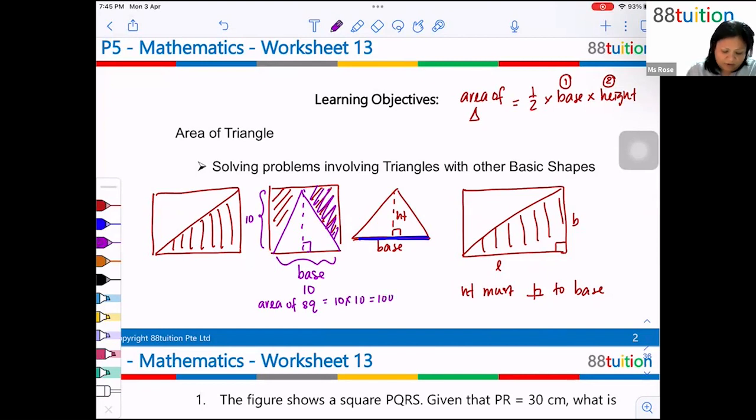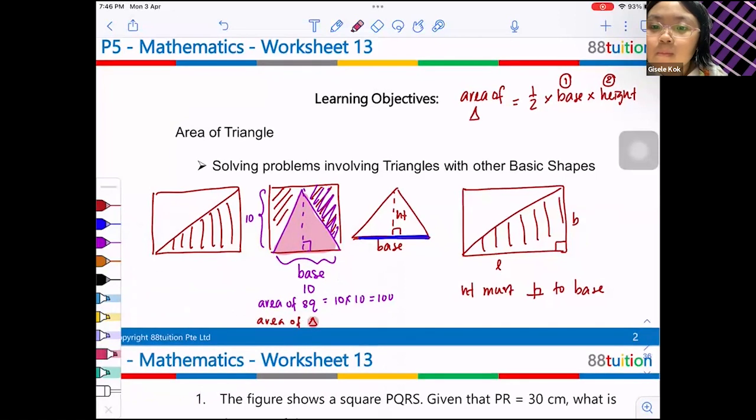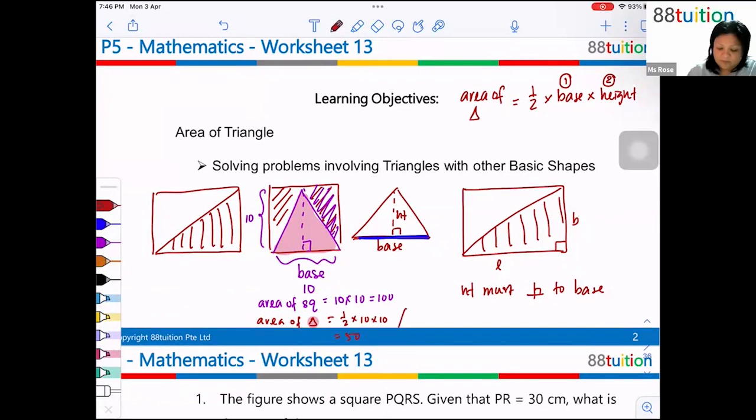So what is the area of this pink triangle? Half times 10 times 10. But it can also be half times 100. It's the same thing. So that means if the area of the pink triangle is 50, the area of the entire square is 100.